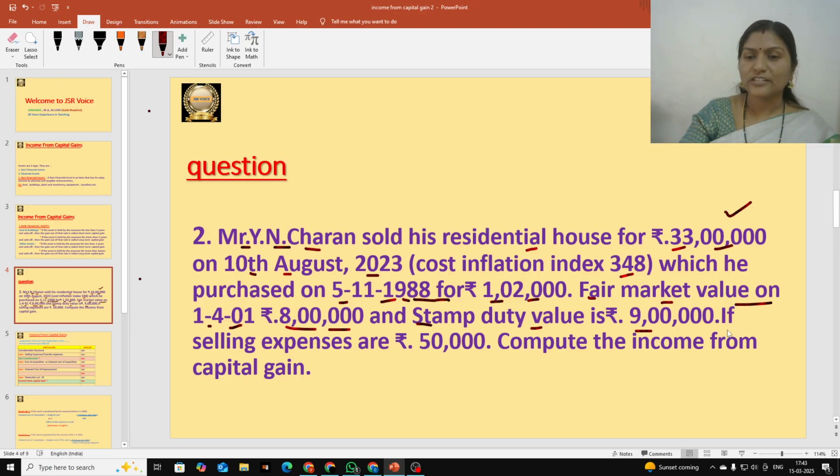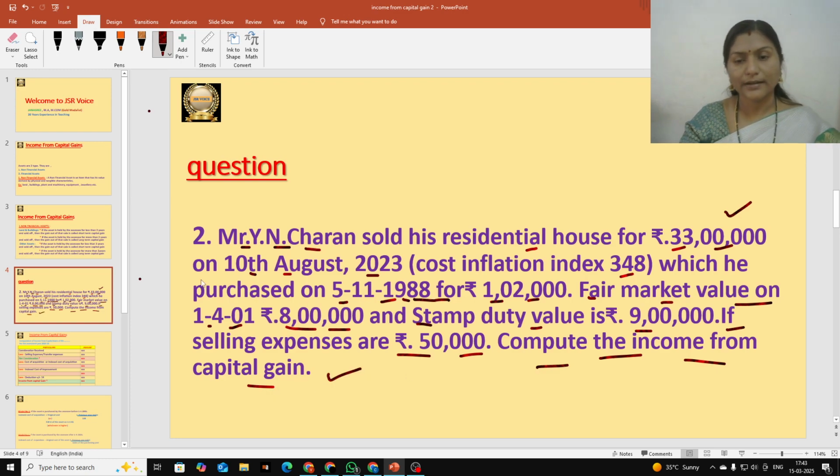Okay, so selling expenses are 50,000, and we have to calculate income from capital gain. Okay, so let us solve it now.